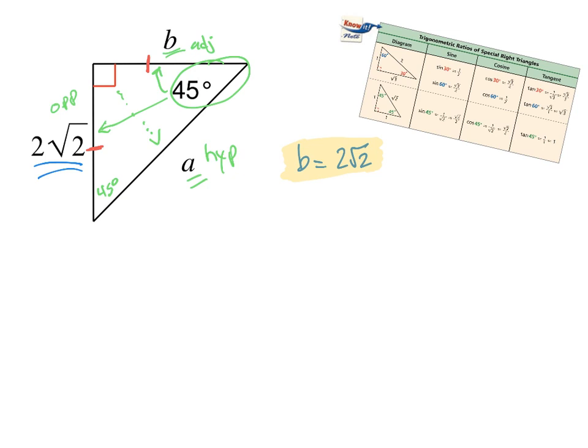So why don't we use the opposite over hypotenuse? We'll go back to our famous sine function that we had in our first couple examples. So if I write the sine ratio out, the sine of 45 degrees is opposite, which is 2 square root of 2, over hypotenuse, which is A. And notice, to solve this, we're going to have to do a little extra math.